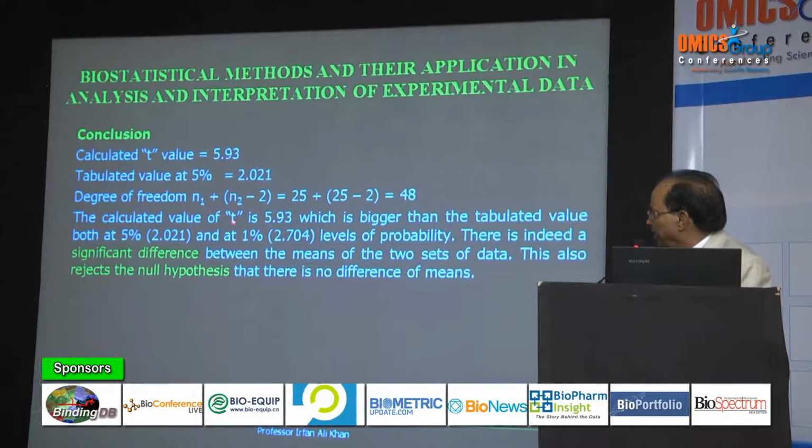The calculated value of t, 5.93, is bigger than the tabulated value, both at 5% and 1% levels of probability. There is indeed a significant difference between the means of two sets of data. This also rejects the null hypothesis that there is no difference of means.